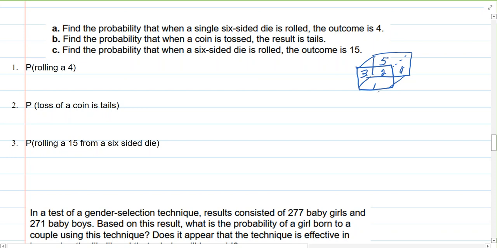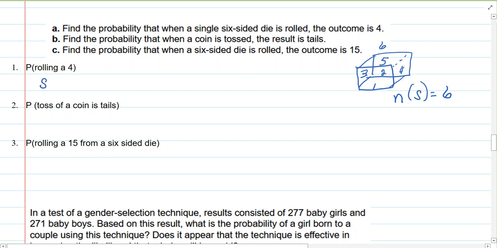The back side is 2. 1, 2, 3. Other side. Oh, up here, 6. And then the flat side is there. So there are 6 sides to a die. So the sample space is 6, a 6-sided die. And we want the probability of rolling a 4. So there's only one 4.